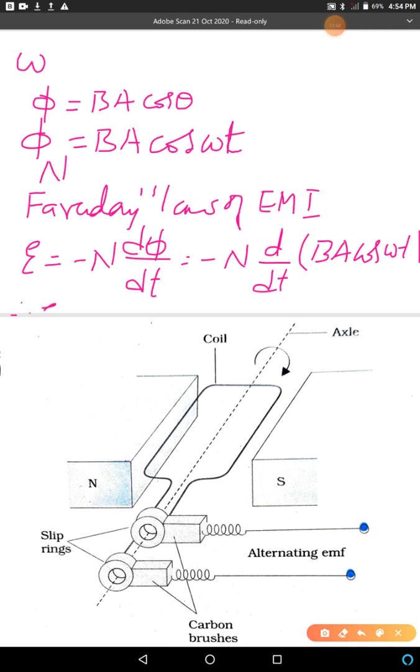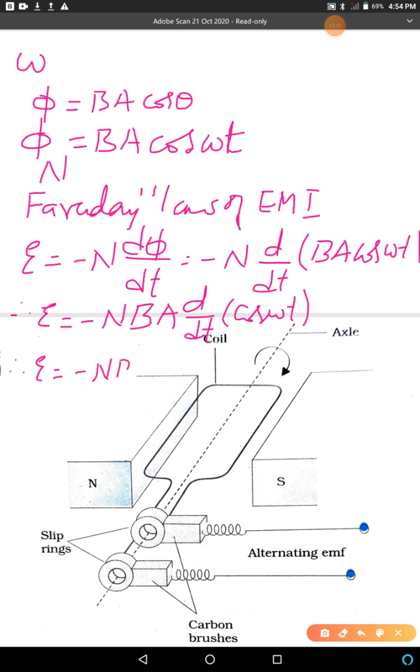So B is constant, A is constant, so that will be equal to minus n, with B taken outside of the differentiation and A taken outside of the differentiation. So d by dt of cos omega t. Therefore epsilon will be equal to minus n B A times d by dt of cos theta. Differentiation of cos theta is minus sin theta.